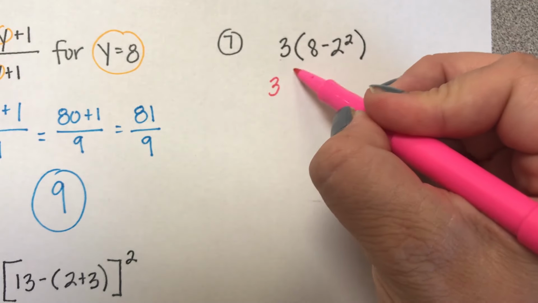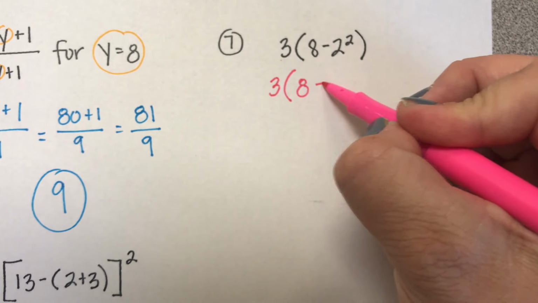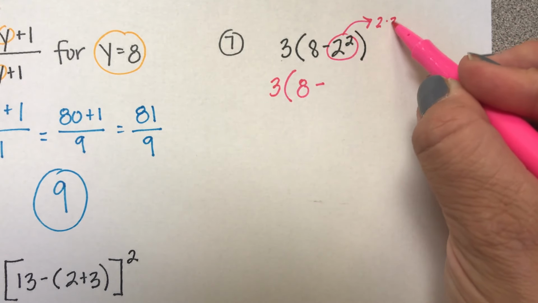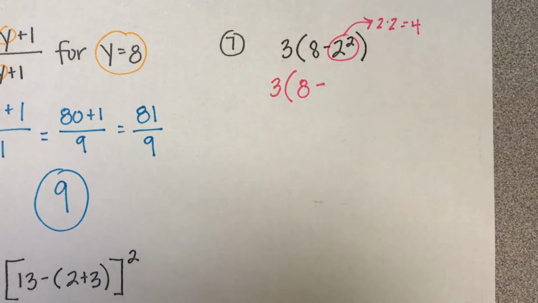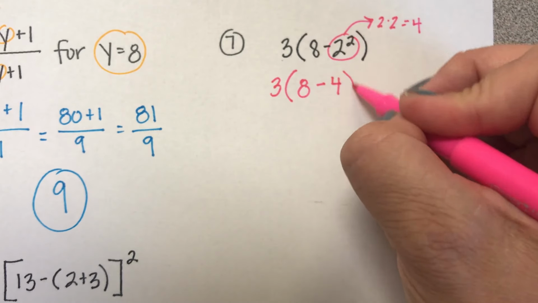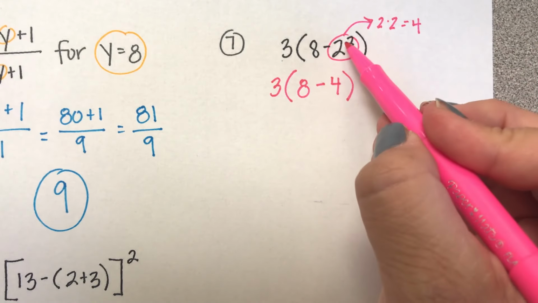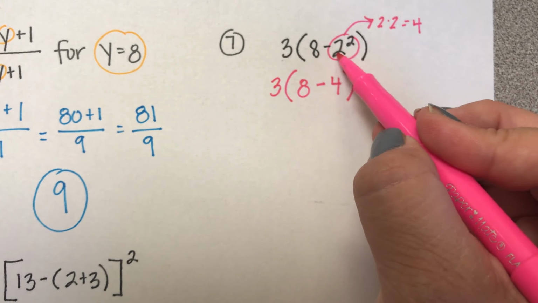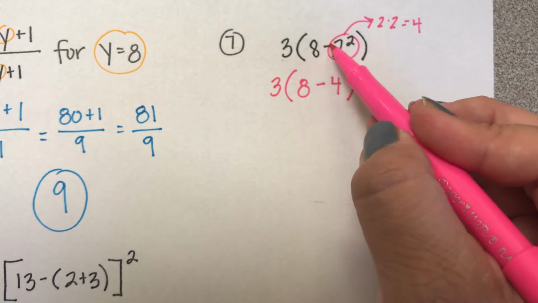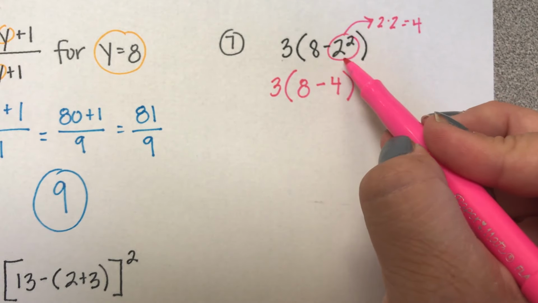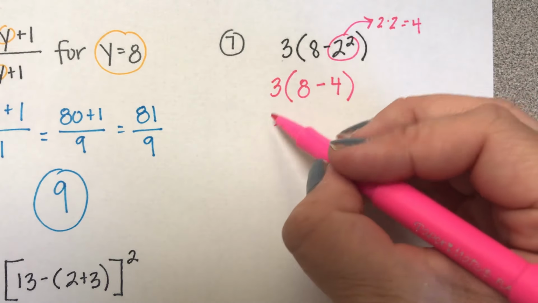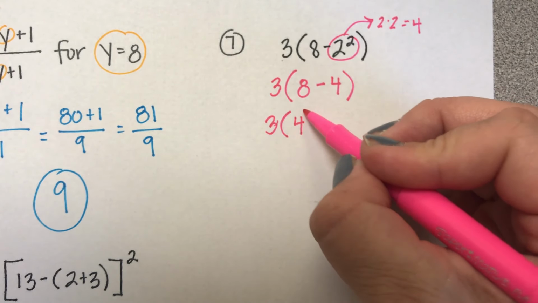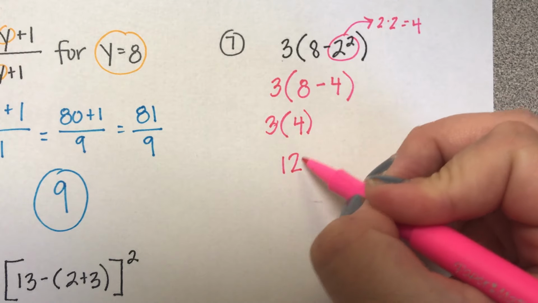So I'm going to have 3 times (8 minus, what's 2 squared?) That means 2 times 2, which is 4. So 8 minus 4. Within my parentheses I'm still following PEMDAS. I can't just do 8 minus 2, because it's not 8 minus 2, it's 8 minus 2 squared, which is 4. So I have 3 times 4, which is 12.